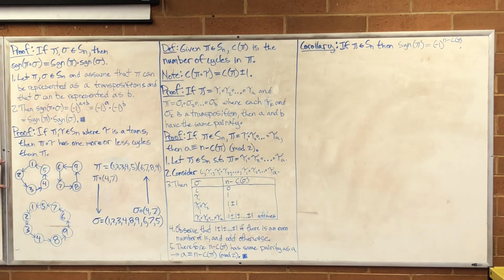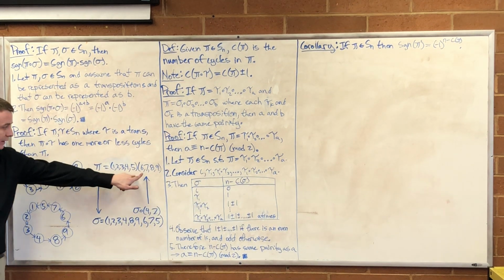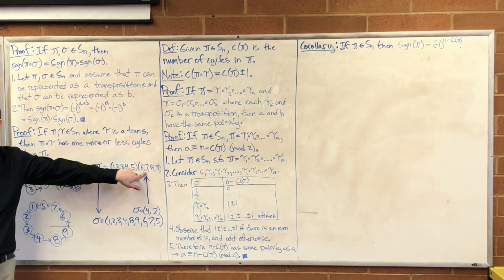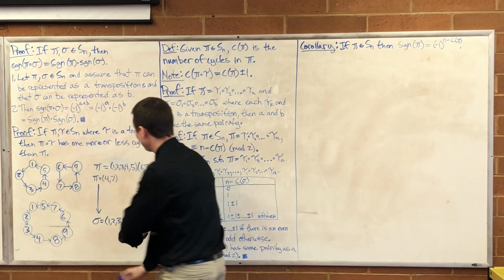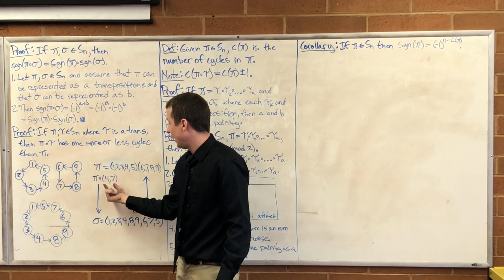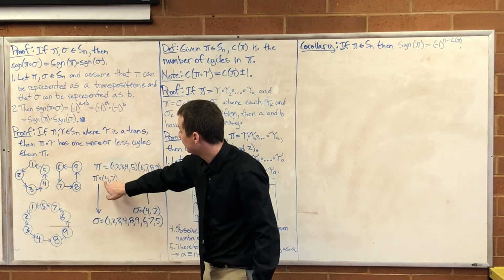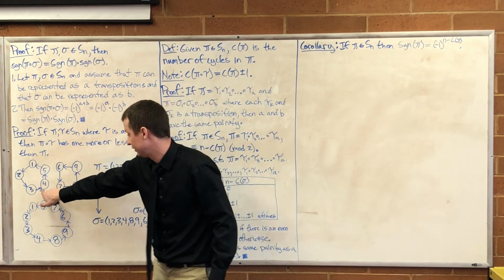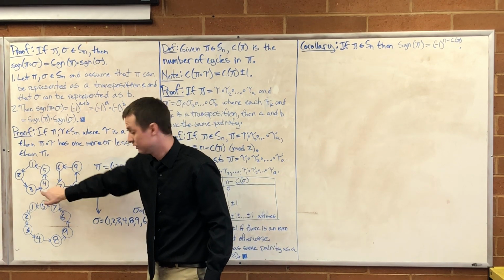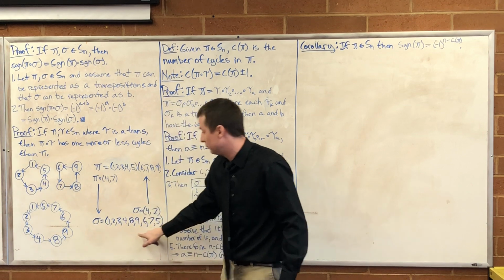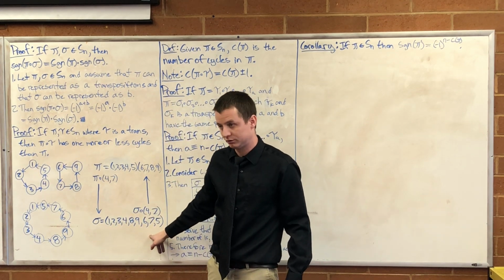So, imagine I have pi is this, and it's obviously composed of 2 cycles. So, if I take pi and I compose it with a transposition where the elements are from 2 different cycles, then we're going to end up with sigma, and it's going to combine the cycles.